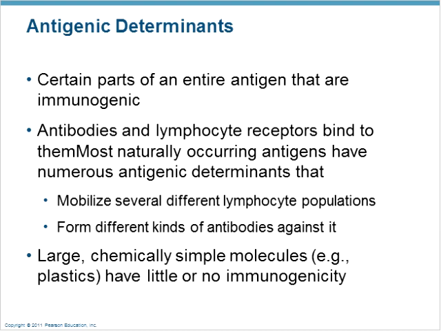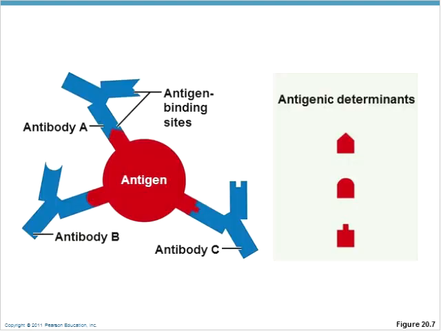Antigenic determinants are certain parts of an entire antigen that are immunogenic. That's what we're talking about. Antibodies and lymphocyte receptors bind to them, and most naturally occurring antigens have numerous antigenic determinants that mobilize several different lymphocyte populations, forming different kinds of antibodies. Other substances are large, chemically simple molecules like plastics. They have little or no immunogenicity. So what we're talking about here is antigenic determinants, how that occurs, as we go through that.